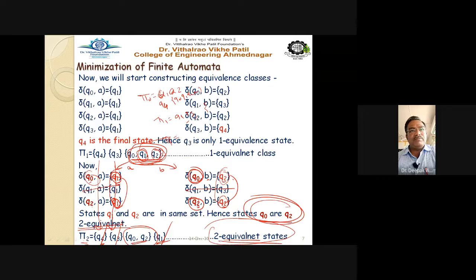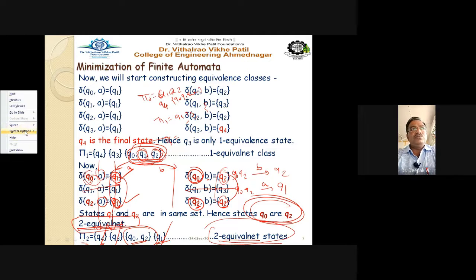Why are we calling it two equivalent? Because here in the transition, Q0 on A goes to Q1, Q2 on A goes to Q1, meaning both the states on the same input go to the same state. Here also on input B, Q0 on B goes to Q2, and Q2 on B goes to Q2, meaning Q0, Q2 can be combined. Q0, Q2 can be combined on B, and they go to Q2, or Q0, Q2 can be combined and on input A they go to the Q1 state. Getting this point? That's why we have written here, they are called the two equivalent states.